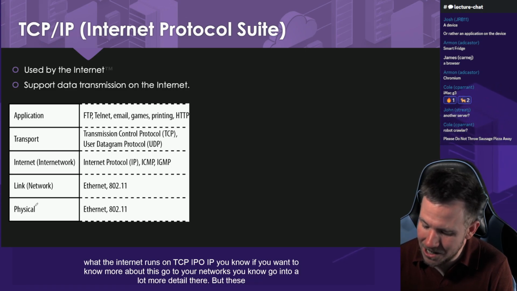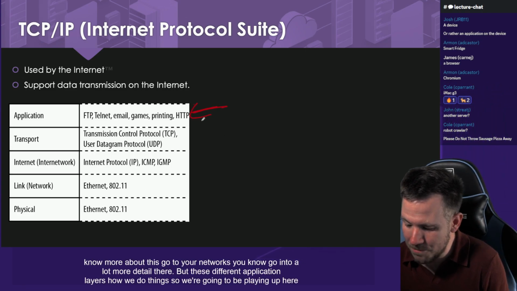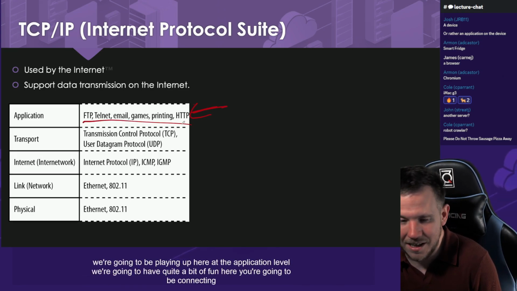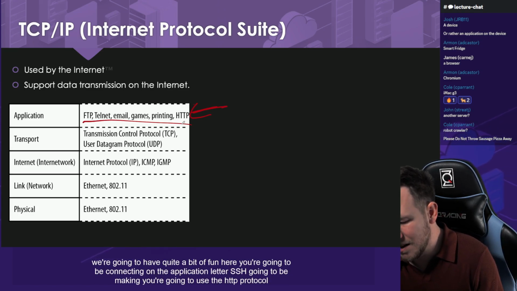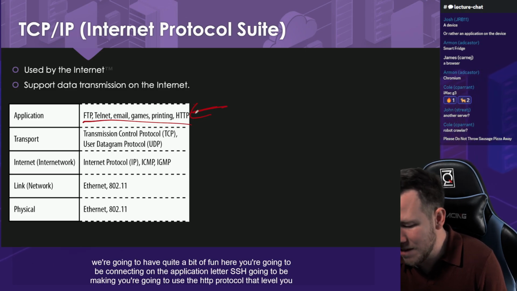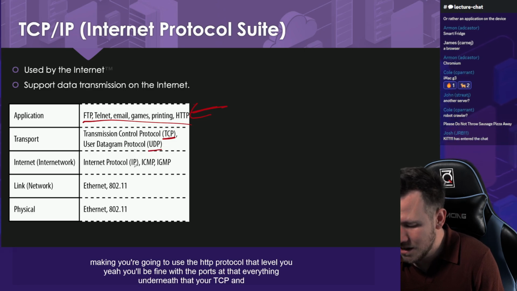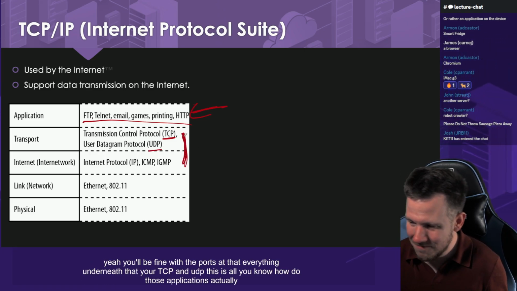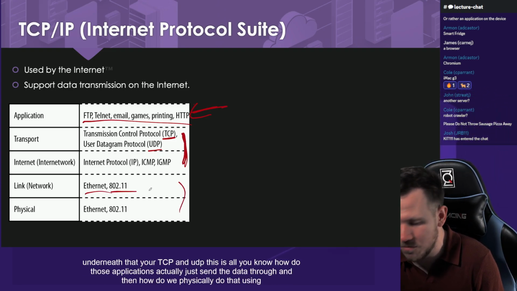But these different application layers are how we do things. So we're going to be playing up here at the application level. We're going to have quite a bit of fun here in that you're going to be connecting on the application layer through SSH. You're going to use the HTTP protocol at that level. You'll be playing with the ports at that level. Everything underneath that, your TCP and UDP, this is all, how do those applications actually just send the data through? And then how do we physically do that using Ethernet cables or Wi-Fi and that sort of thing?